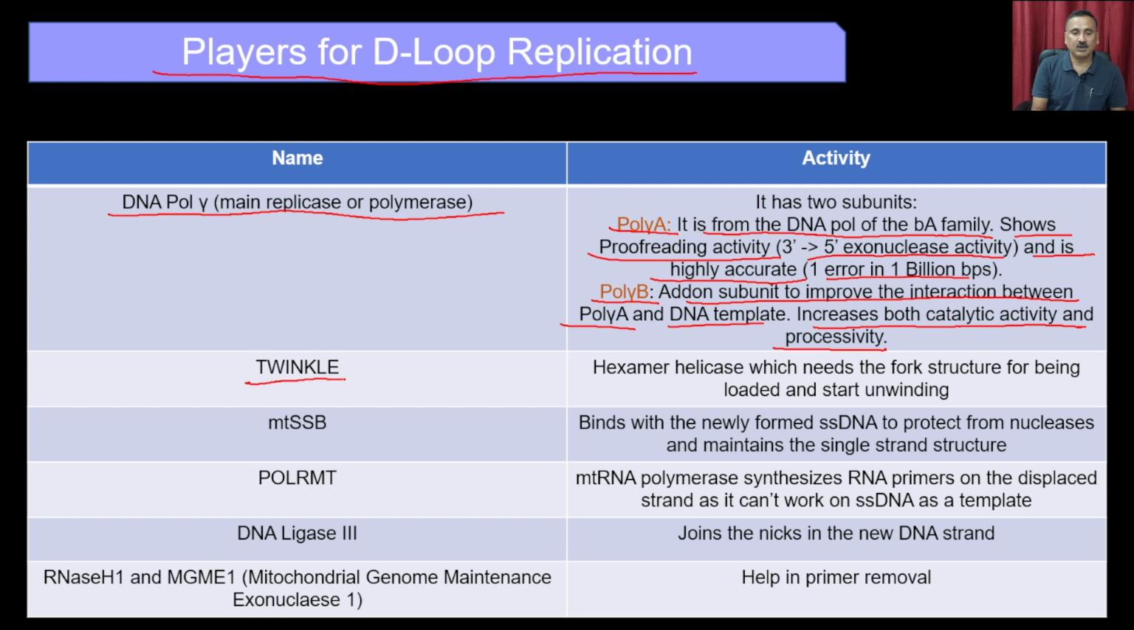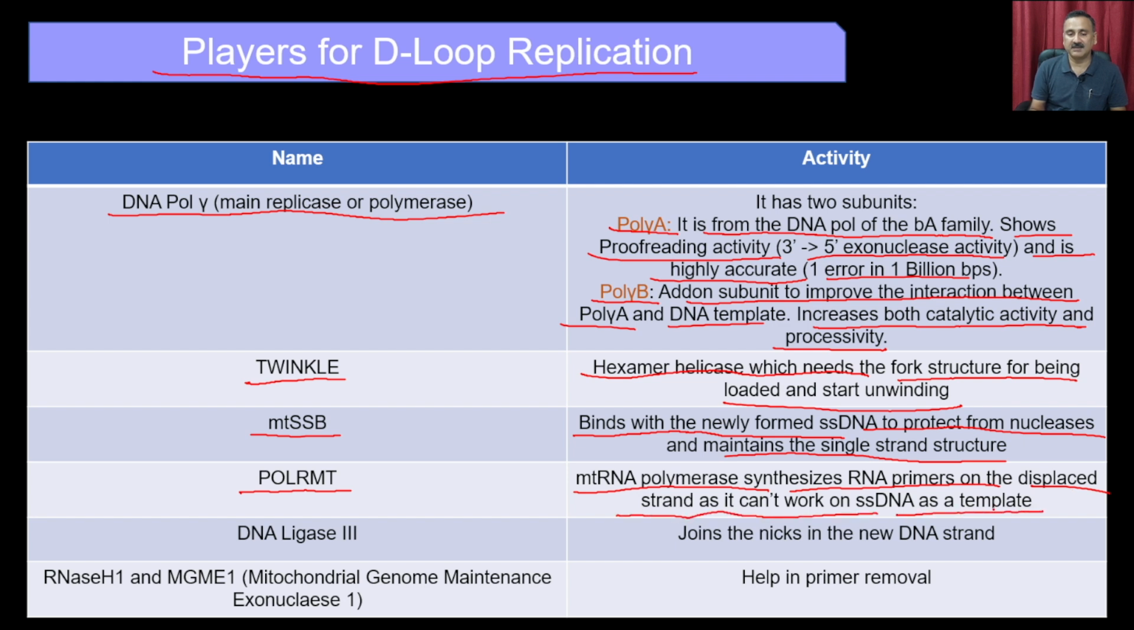Then you also require the Twinkle. Twinkle is a hexameric helicase which needs a fork structure for being loaded and to start unwinding. Then you require the mitochondrial single stranded DNA binding protein. SSB binds with the newly formed single stranded DNA to protect it from nucleases and maintain the single stranded structure. Then you also require POLRMT, the mitochondrial RNA polymerase, which synthesizes the RNA primer onto the displaced strand, as it cannot work on the single stranded DNA as a template.